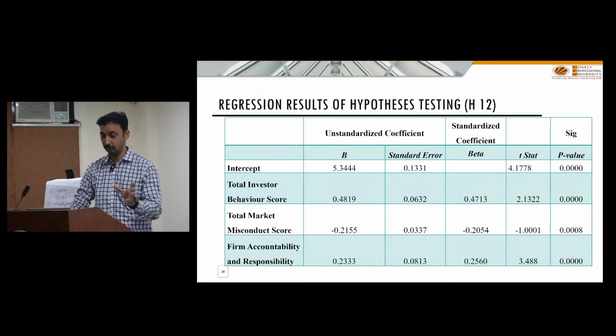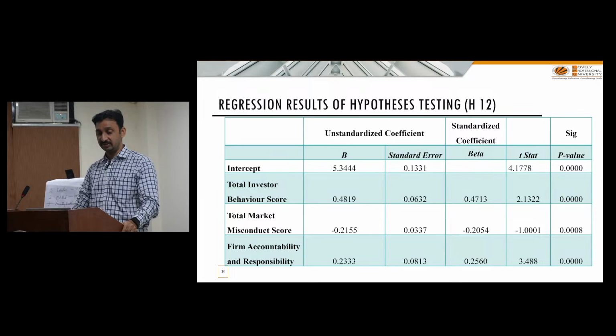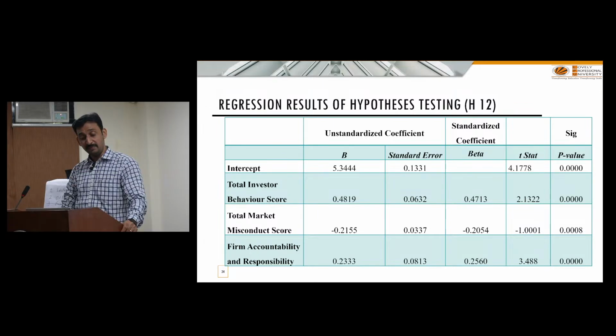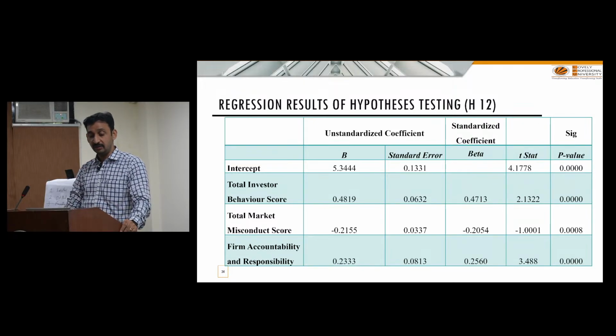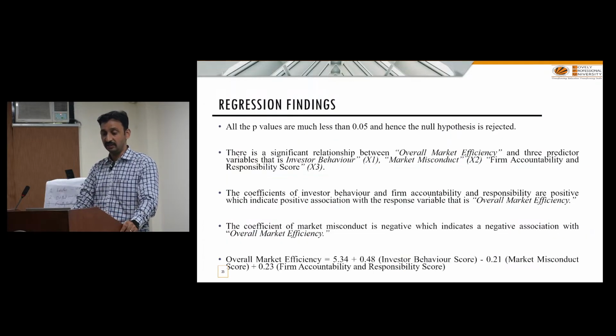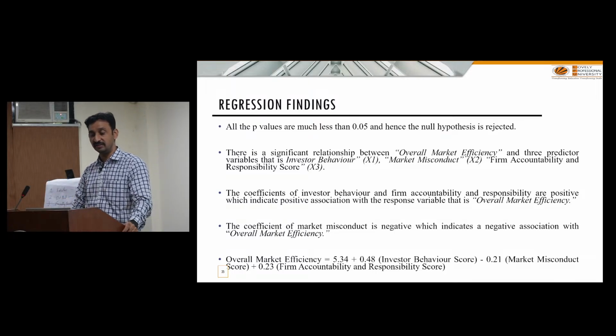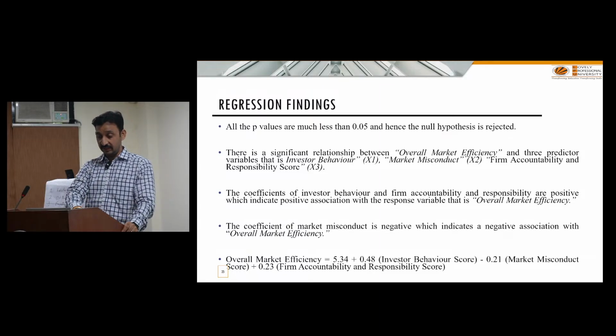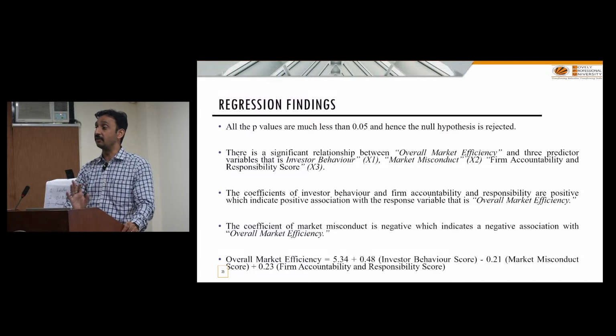You can see the beta coefficient of investor behavior is 0.4713, market misconduct is negative 0.2054 and firm accountability is 0.2560. So investor behavior and firm accountability have a positive correlation, but market misconduct has a negative correlation in this case. As I said, all the p-values are less than 0.05. So yes, your null hypothesis is rejected and the alternate hypothesis accepted, which means that there is a significant relationship between the overall market efficiency and the critical factors.